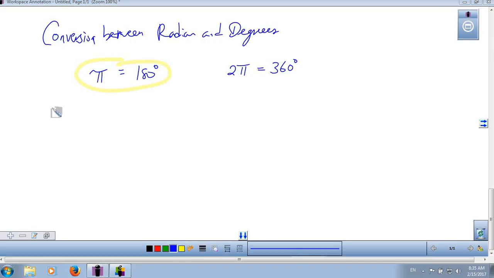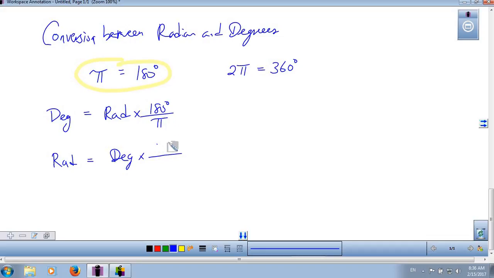So let's put them in a simple formula. If I have a degree and want to convert to a radian, or if I have a radian and want to convert to a degree, the degree measure would be the radian measure times 180 degrees divided by pi, because that is the conversion ratio. And if I have a degree and want to convert to radian, I multiply by the reciprocal, pi over 180 degrees. So those two are your basic equations.